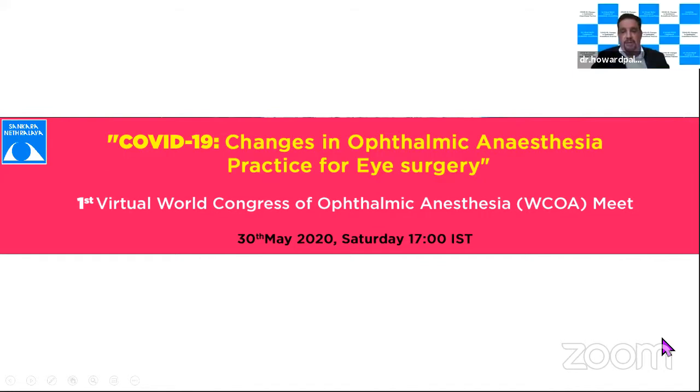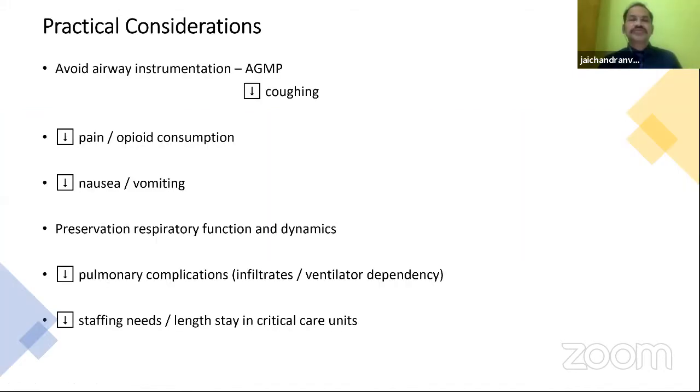Practical considerations, if I may just go back one slide. We should avoid airway instrumentation wherever possible because these are aerosol generating procedures. Also, we don't want coughing of the patient. Regional anesthesia should be our choice as far as possible, because we decrease postoperative pain, we decrease opioid consumption, we reduce the risk of nausea and vomiting, which also expose us to viral particles, and we preserve respiratory function, particularly in those patients who may have some respiratory compromise that is not yet clinically evident. So as far as possible, we should use appropriate PPE and aim to do most of our anesthesia under regional block or topical. Thank you.